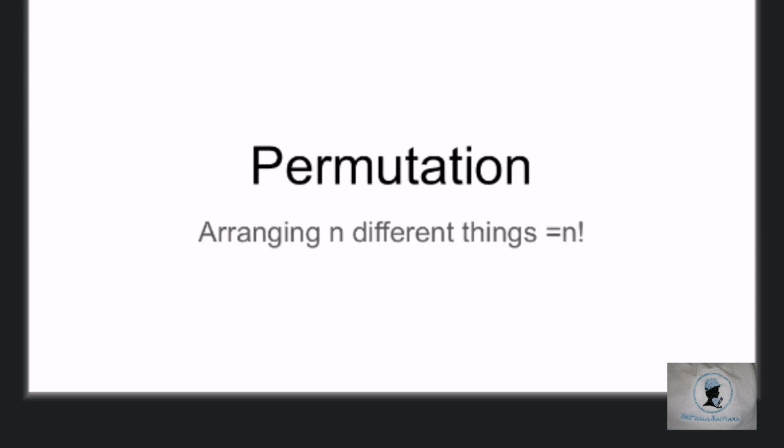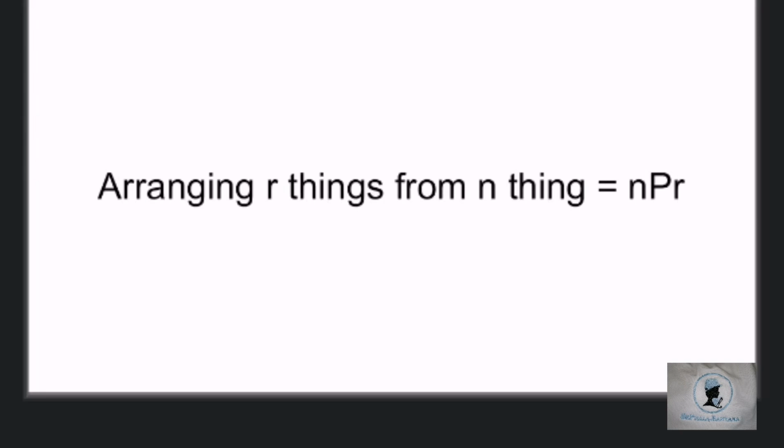So if we are given n different things, the number of different ways we can arrange them is n factorial. So if you are given n different letters in a word, you can arrange them by n factorial. If you are given n people to fill n positions, you will arrange them by n factorial. Now if from the n things you only have to arrange r things, you will say n permute r.